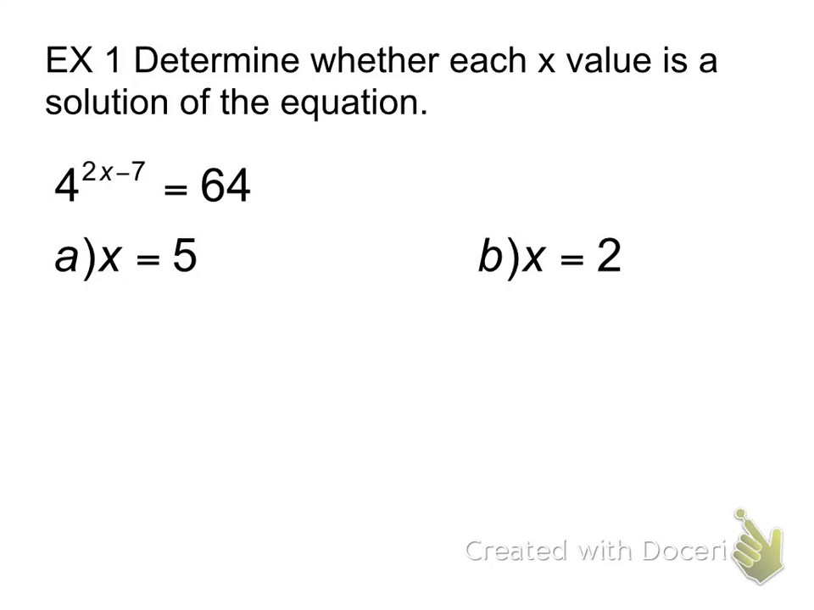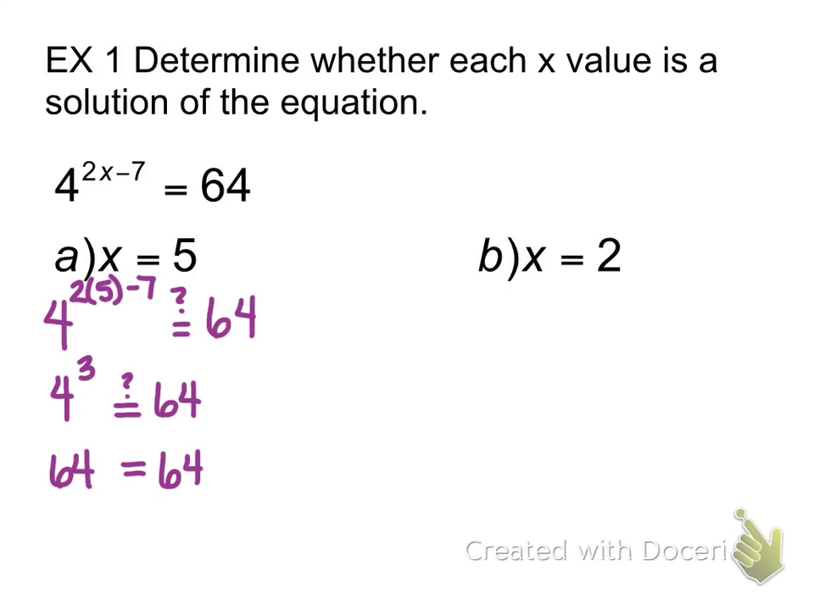So for part A, I want to plug in 5 for x. So I'm going to do 4 to the 2 times 5 minus 7 power, and I want to see, does that equal 64? So in my exponent, 2 times 5 minus 7 is going to be 3. So 4 to the third power, does that equal 64? Well, 4 to the third is 4 times 4 times 4, which does equal 64. So yes, this is a solution.